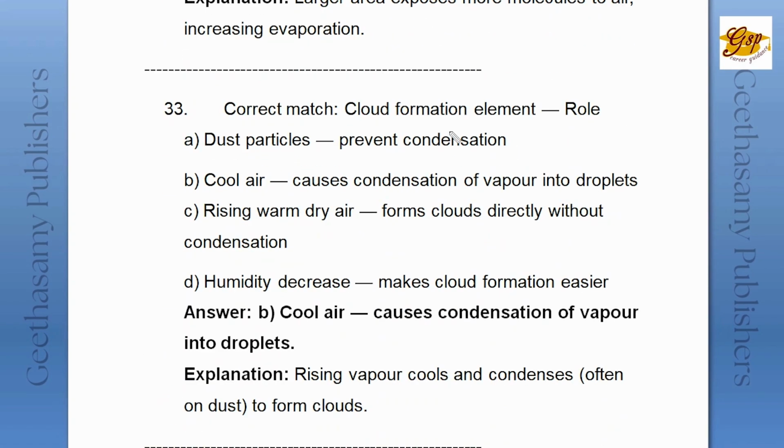And 33rd question, match correctly. Cloud formation element and role. Dust particles prevent condensation. Cool air causes condensation of vapor into droplets. Rising warm dry air forms clouds directly without condensation. Humidity decreases, making cloud formation easier. The correct answer is cool air causes condensation of vapor into droplets. Explanation: rising vapor cools and condenses, often on dust, to form clouds.